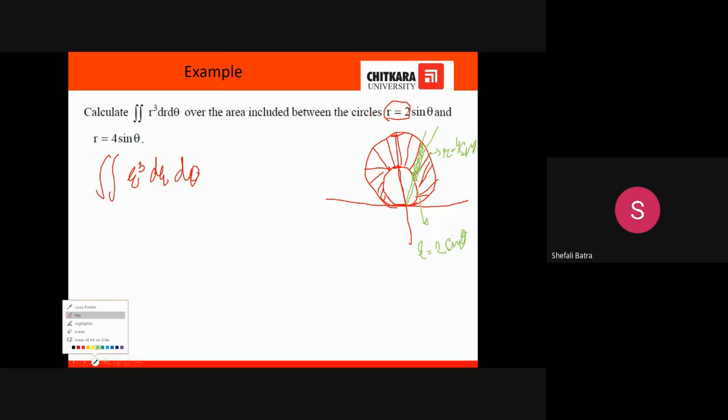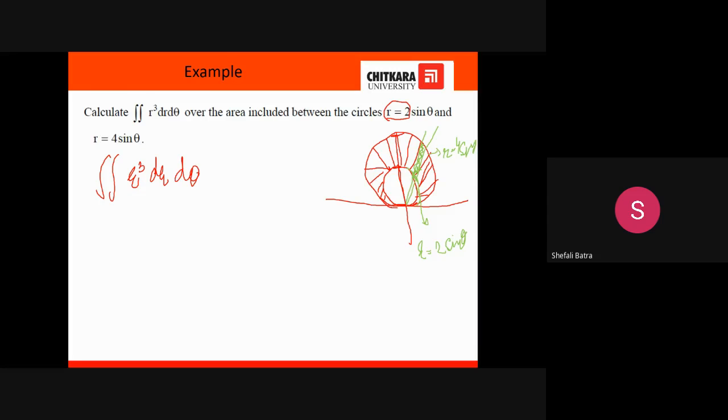So now you tell me what will be the limit of r? Yes, beta. What will be the limit of r? The region is in front of you, the strip is in front of you. From where the strip is starting in your region of integration and where it is ending, you need to observe that and tell me. Ma'am, 2 sine theta to 4 sine theta. Very good, beta.